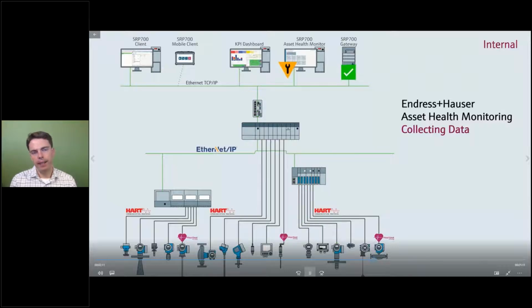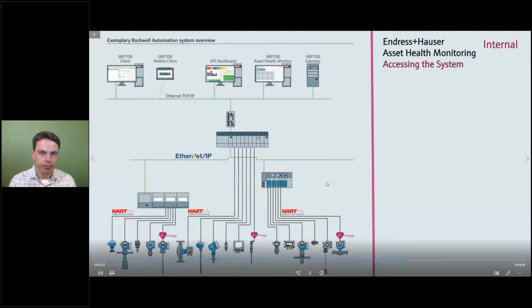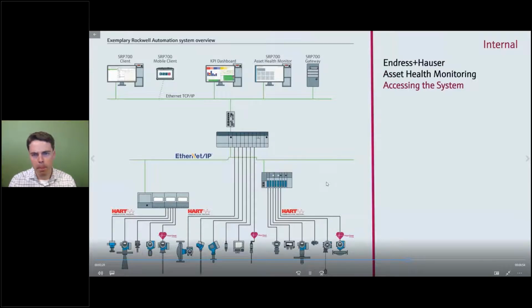So it's scanning in a sequence all the devices that are there in the field. Of course, we open multiple connections at the same time to save a bit of time, and then we go through device by device and ask for the health status. So all that is stored in the asset health monitoring database. So how can you access that data?